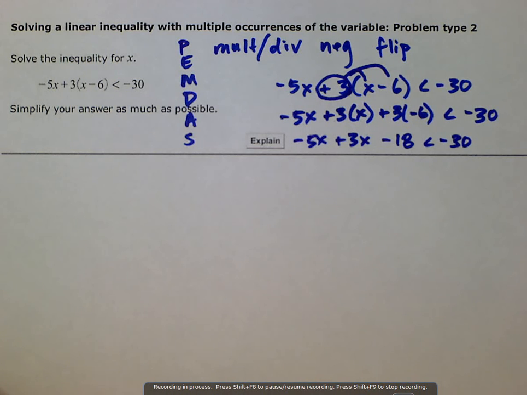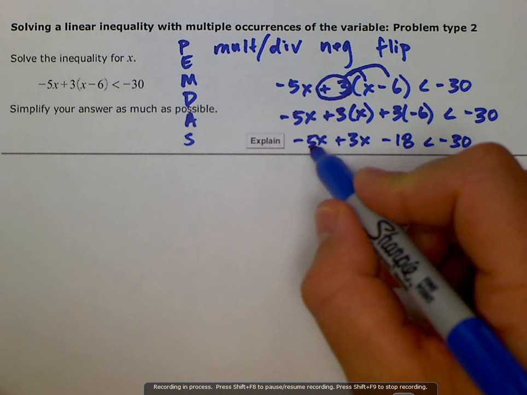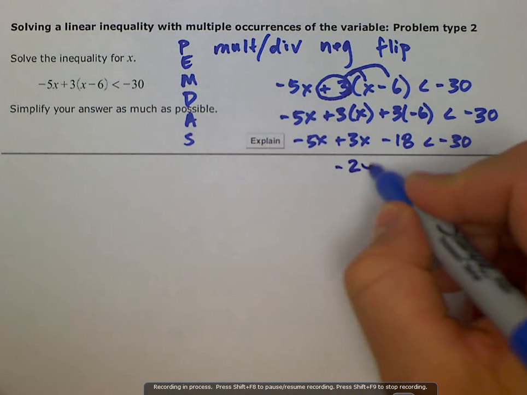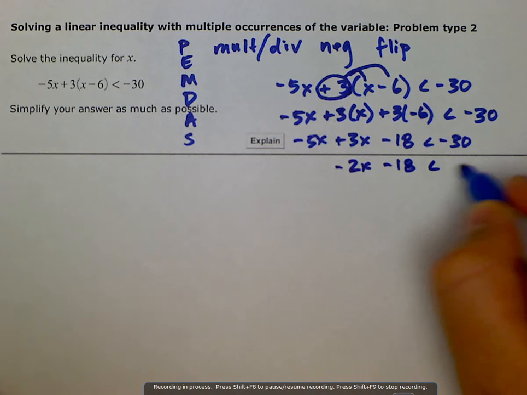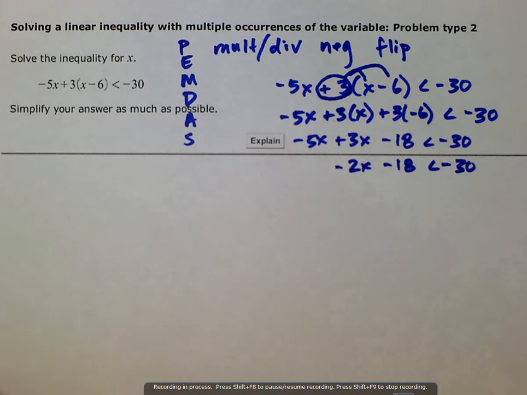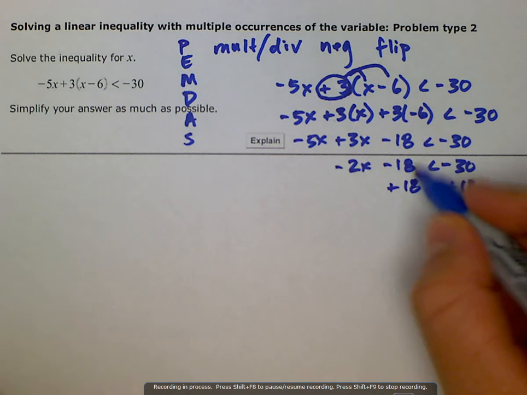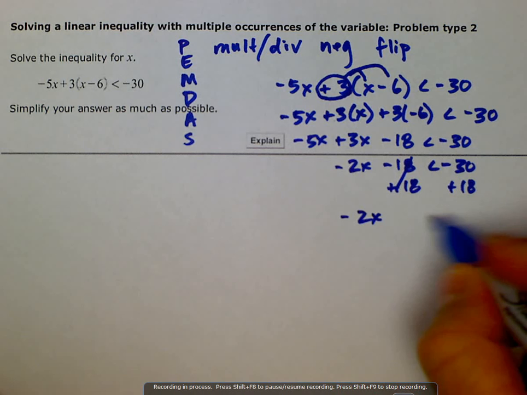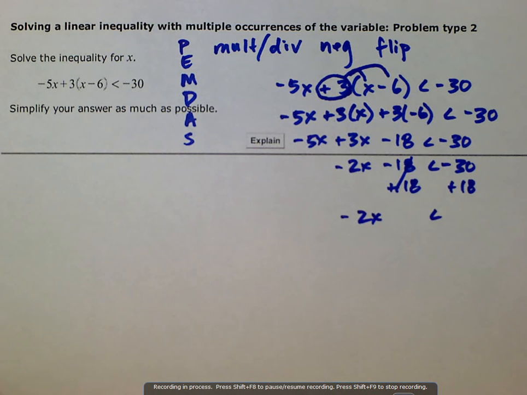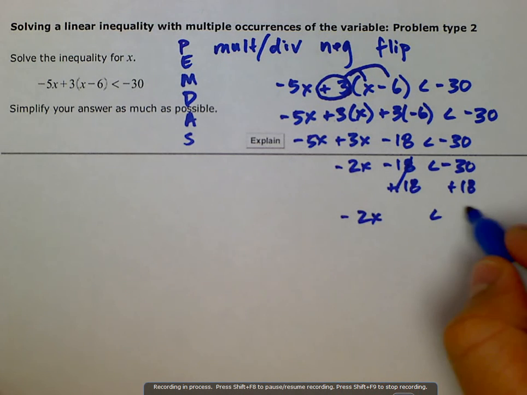Now all we need to do is combine like terms, and then we're simplified. Negative 5x plus 3x leaves us with negative 2x minus 18 is less than negative 30. Now that we're simplified, we can use inverse operations, the same process as with an equation. We'll add 18 to both sides. These cancel, leaving us with negative 2x. Nothing happens to the sign because we're just adding. That leaves negative 12 on this side.